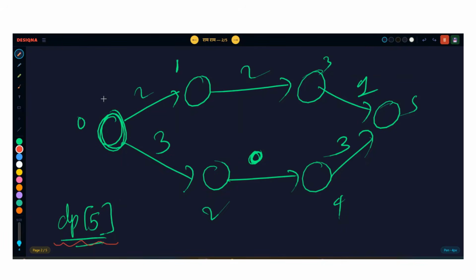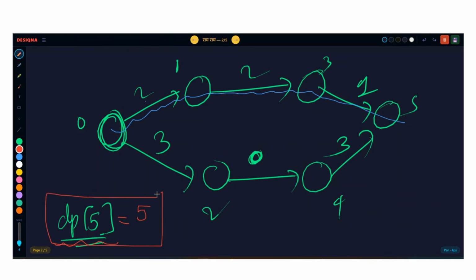So now you know the shortest path is this one, this blue color path: 2 plus 2 plus 1. But if you travel the, let's say, red color path, then it is not a good option. 3 plus 0 plus 3, 6. 6 is a bigger number than 5. So dp of 5 is 5.